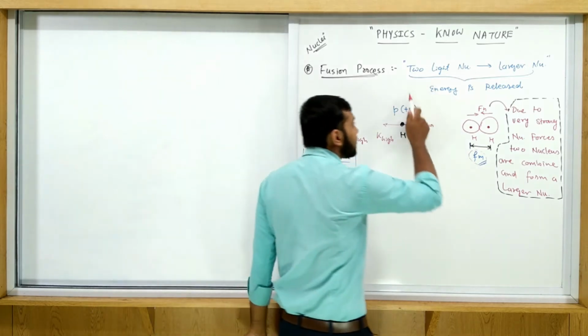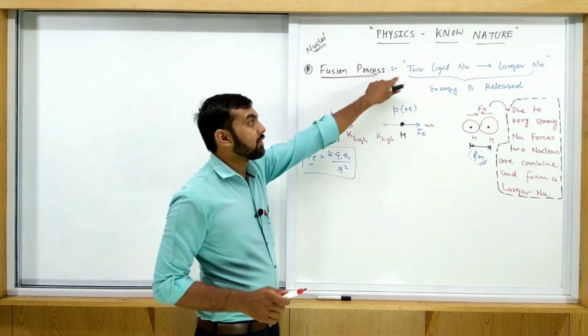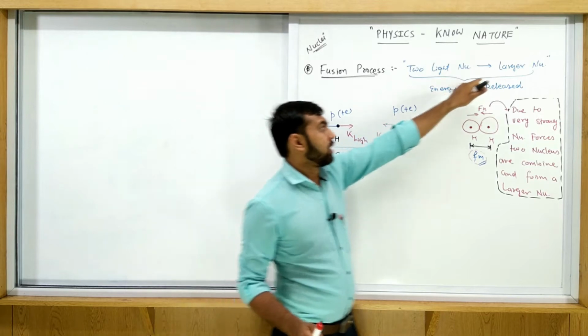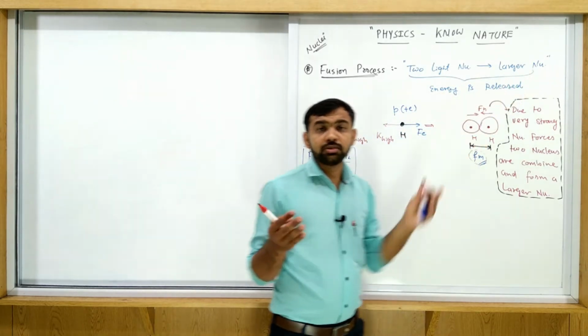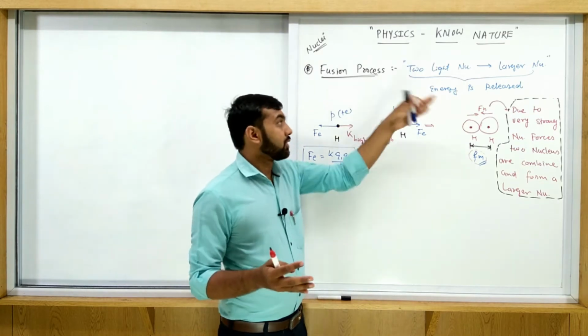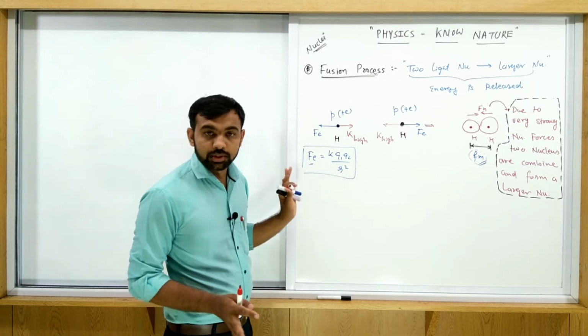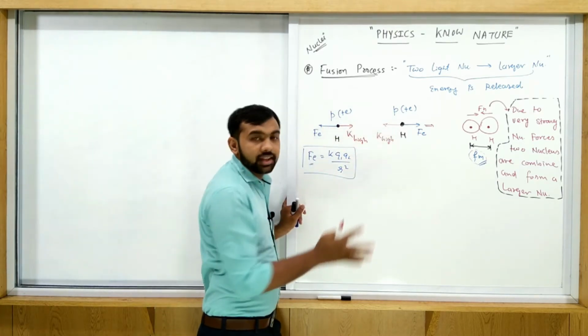Why is this energy released? As we discussed in the previous session, light nuclei have a lower binding energy per nucleon, and larger nuclei have a higher binding energy per nucleon. So this difference of energy between the two is released during the process, and this process is called a fusion process. So this force must be overcome by this kinetic energy.